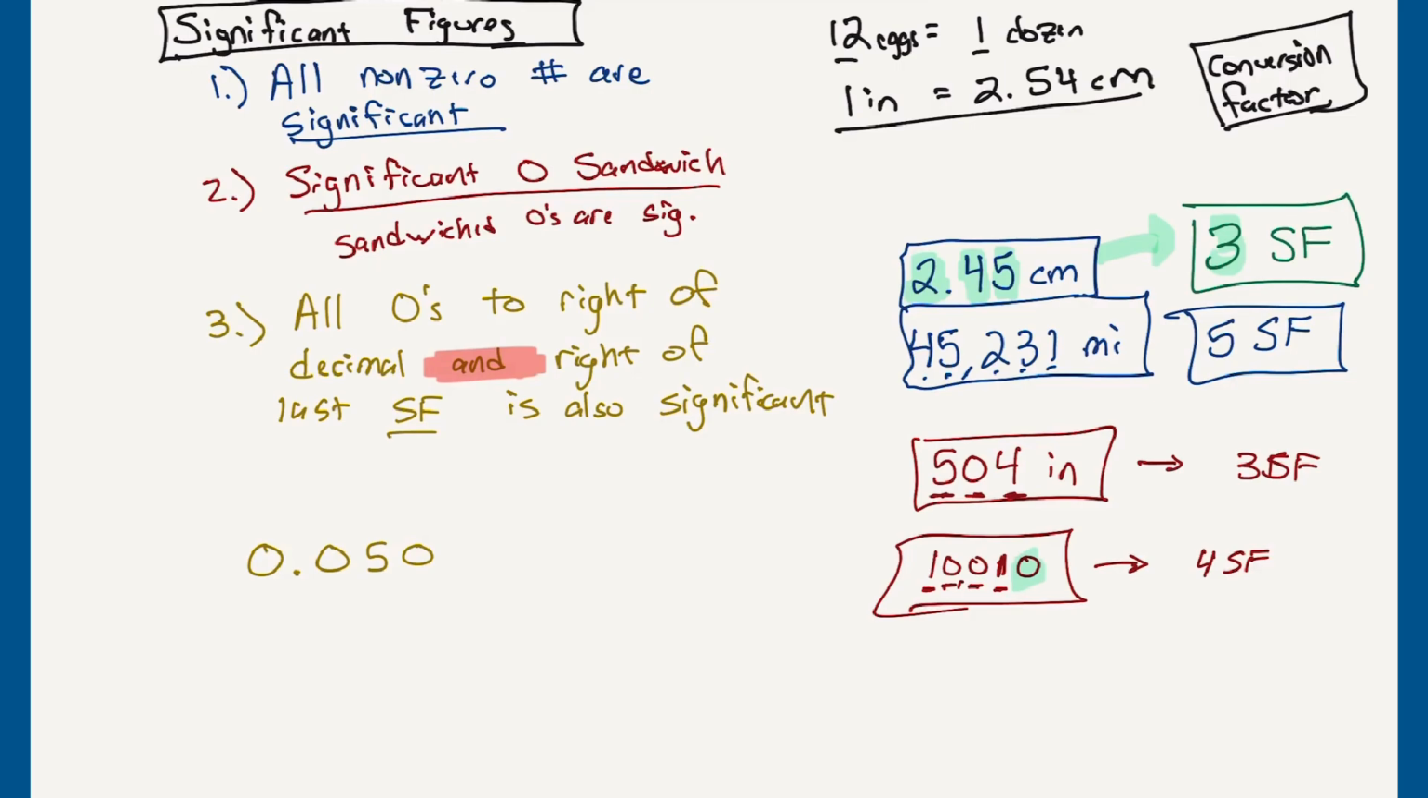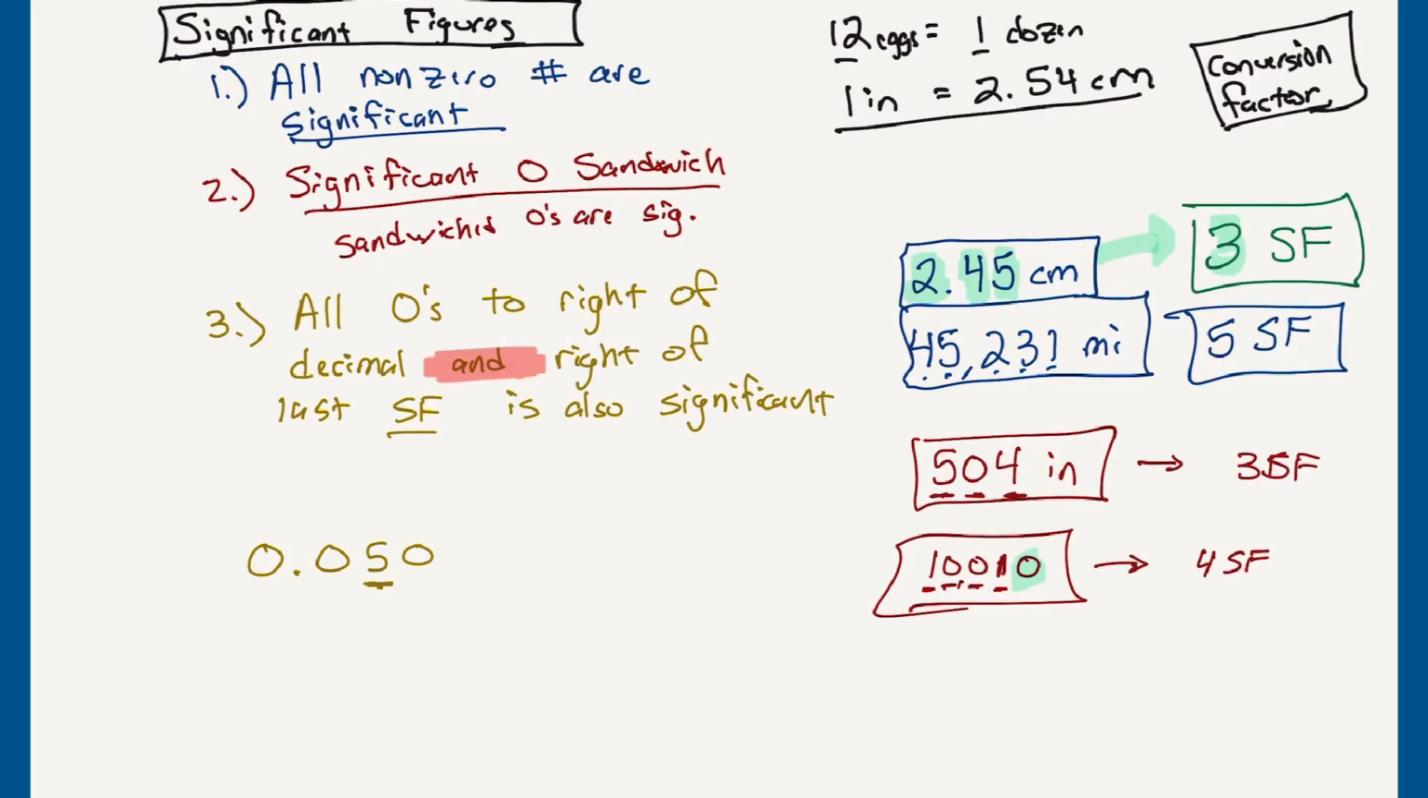0.050, like that. Okay? So first things first, to identify how many sig figs are here, this number 5 is significant because it's a non-zero number. That's rule number 1. Then I go through each one of these. This guy right here is not a significant sandwich, and it's not to the right of the decimal. Therefore, it is not significant. So that guy right there is not significant.